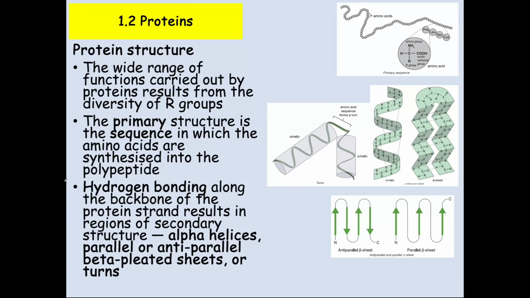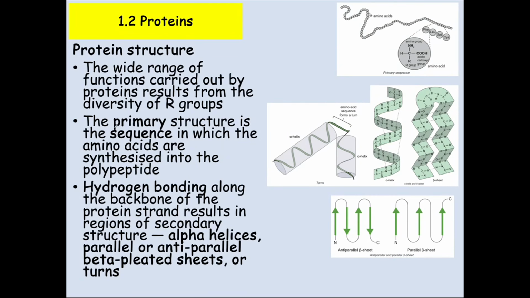So the wide range of functions carried out by proteins results from the diversity of R groups. By having such a wide range of them, we can combine and form different shapes with our polypeptide chains and therefore produce different shaped proteins. And as we know, the variety of shapes of proteins gives them a variety of functions. Now, when we're talking about the structure of a protein, we talk about four different structures.